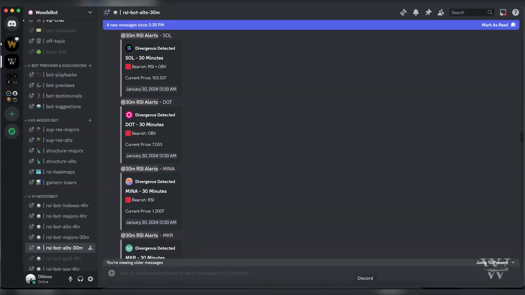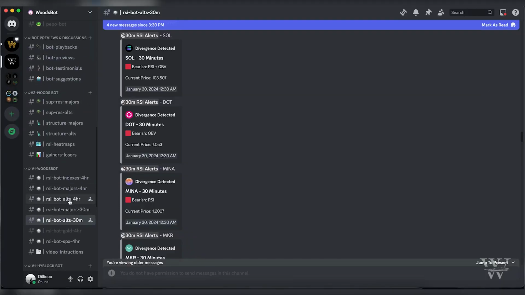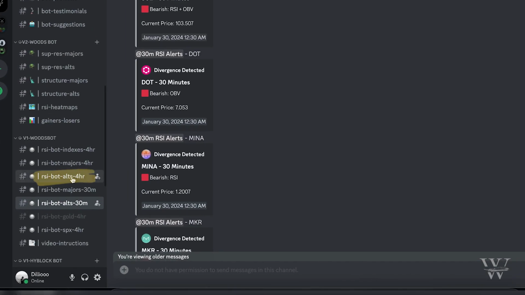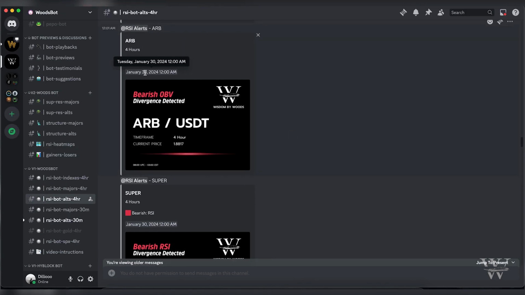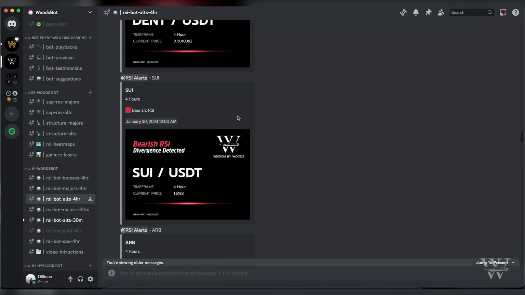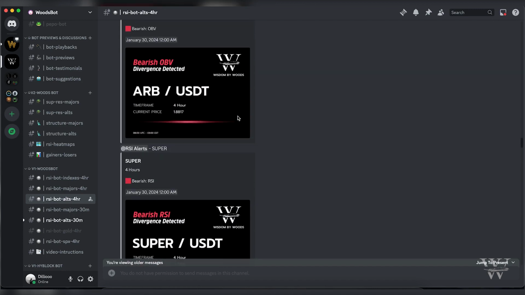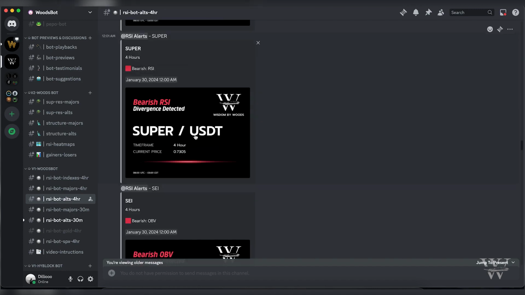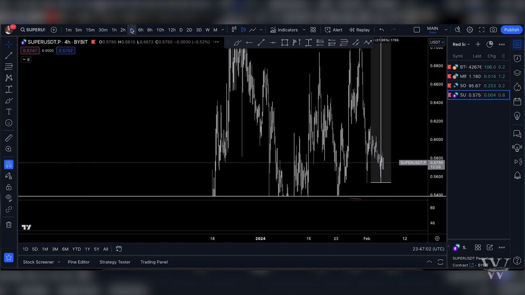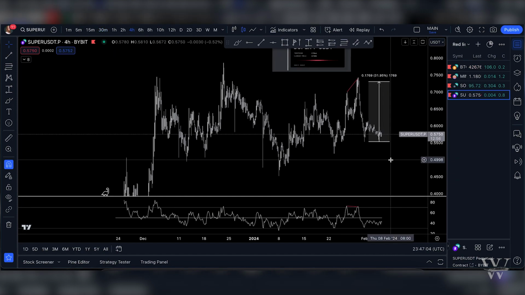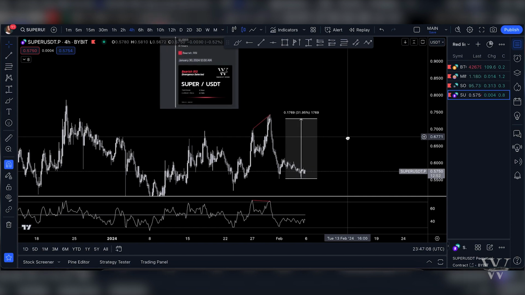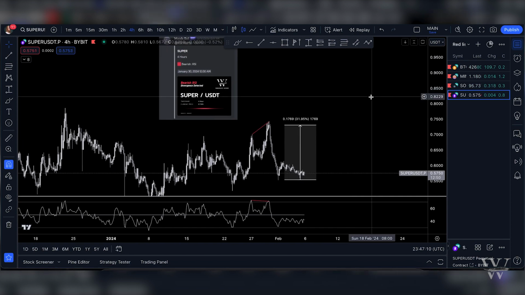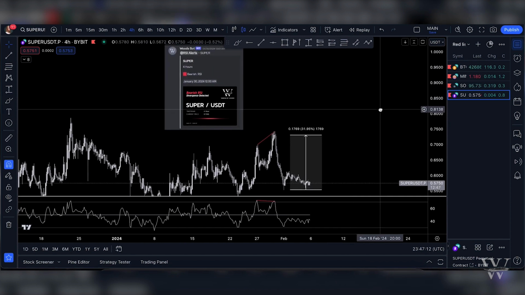This is another alert bot inside the Discord here, RSI bot alts on the 4-hour. At the same time here, January 30th at 12 a.m., you would have received some 4-hour div alerts, right? So I'm going to take this example here. We're going to pull up Super on the 4-hour time frame. This is a much higher time frame div, meaning it has a much greater effect. They don't always play out, obviously. 4 hours is a lot stronger than a 30-minute.